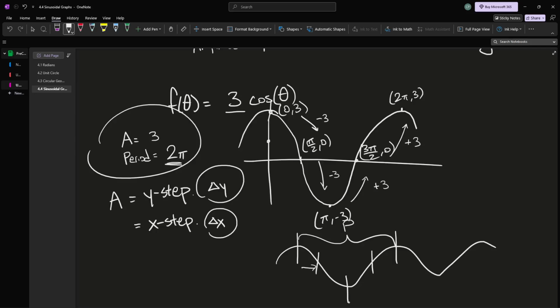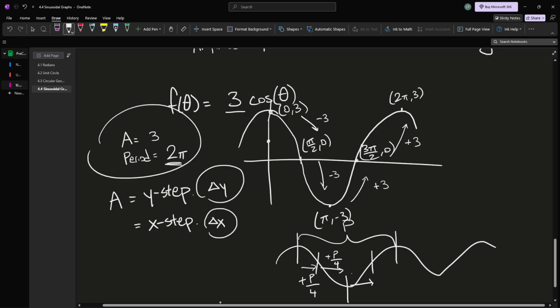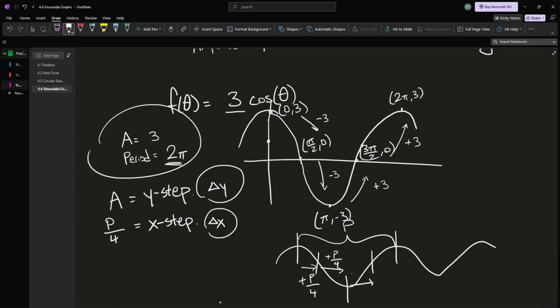So every sequential thing is plus my period over 4. From here to here is plus my period over 4. From here to here, plus my period over 4. So my x step is actually my period over 4. In this case, we'll have 2 pi divided by 4, which is pi over 2. And x step actually only goes forward. You can go backwards with it and then trace along backwards, but most of the time we'll be going forwards.